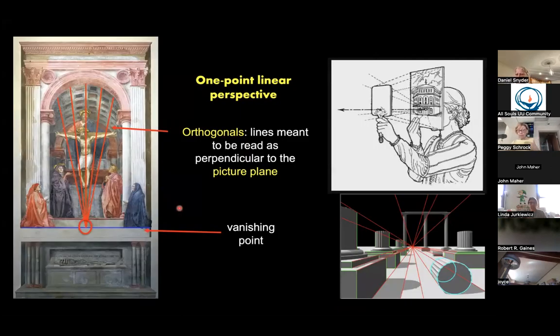But in terms of creating the space, we now have the use of 1-point linear perspective. Now, it's usually said that Brunelleschi, the architect who designed San Lorenzo, is credited with the invention of 1-point linear perspective. First of all, he didn't invent it. He may have discovered it. And secondly, he's not the first to discover it.